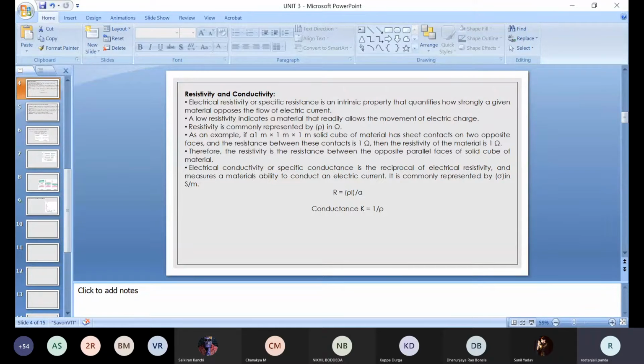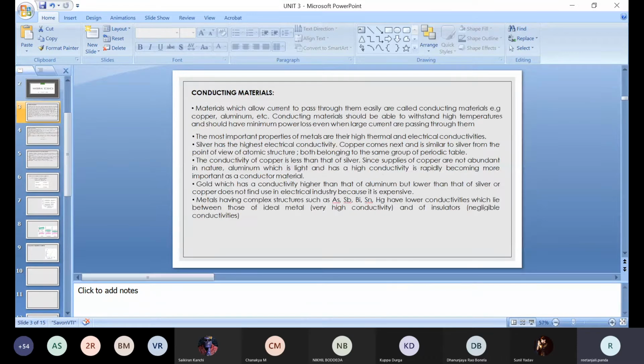Now you see, in the previous class we started the unit on conducting materials, right? In this one, as I told you, conducting materials are those materials which are able to transmit the power or transmit the current from one point to another point, and allow the current to pass through them with minimum loss. That is called a conducting material: minimum power loss.